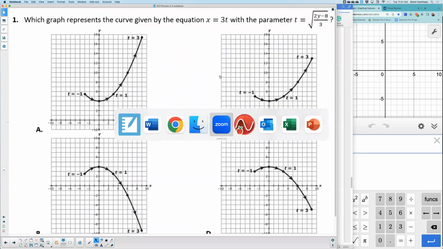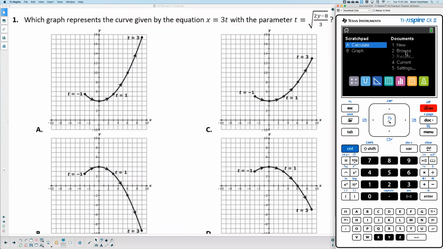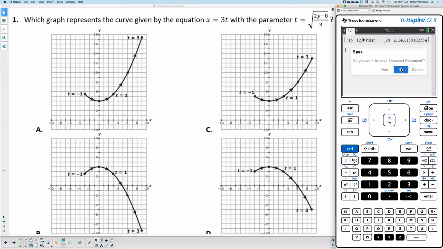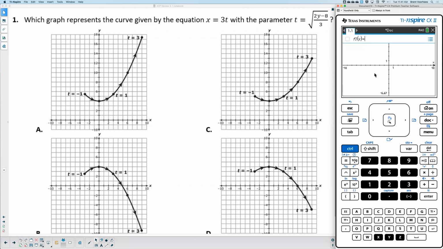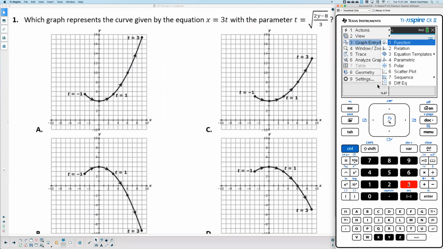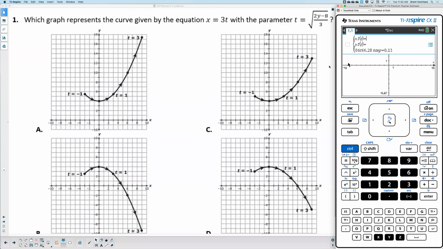So with that, I'll leave that off to the side. I'm going to go to my Inspire, and let's open up a new document and add a graph. Now, how do I get to parametric again? Menu, graph entry, parametric. And then we're going to choose parametric. So there it is, number 4. And here's where I run into my first problem. It does ask for the x equation, which we have, 3t. But the y equation, we don't know yet.